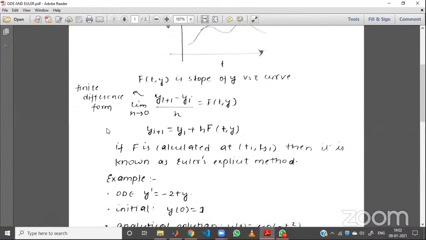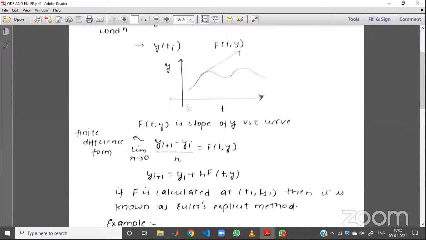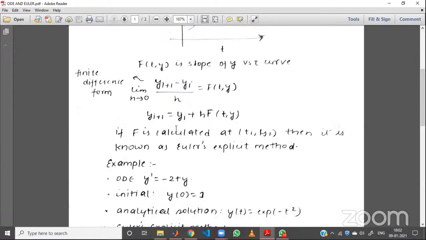We know from mathematics that the limit as h tends to 0 of y of i plus 1 minus y of i, divided by h, equals f of t comma y. The same equation dy by dt can be written in this form. By multiplying by h and adding y of i, we get y of i plus 1 equals y of i plus h times f of t comma y.